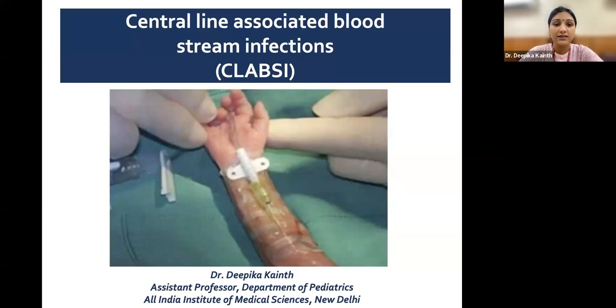And we will try to understand the mechanisms, the definition, and how we can actually prevent infection, as prevention is very, very important for decreasing infections in the ICU. These hospital-acquired infections contribute to a major cause of mortality in NICUs in a country like ours.